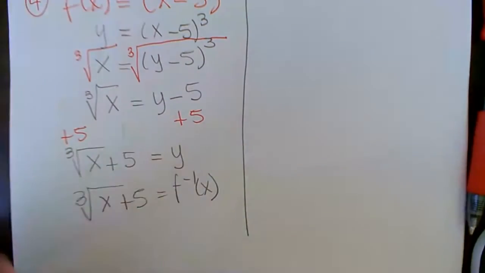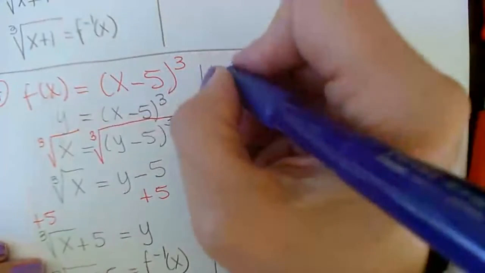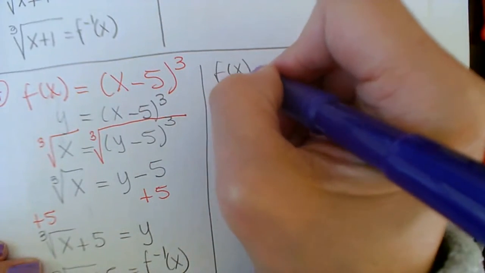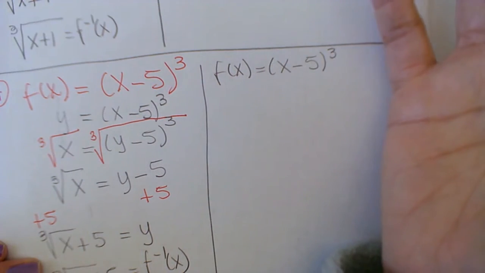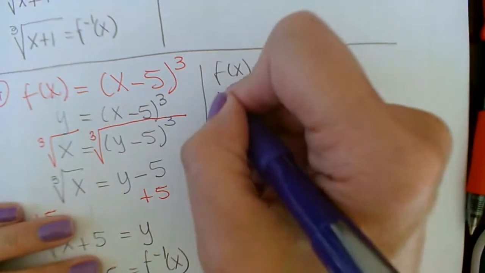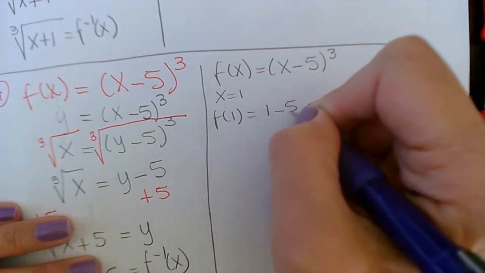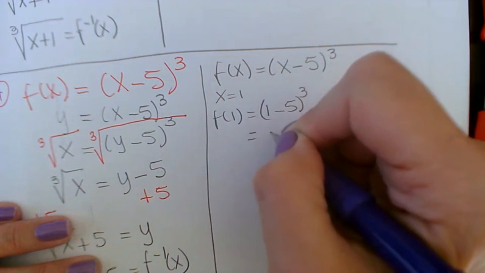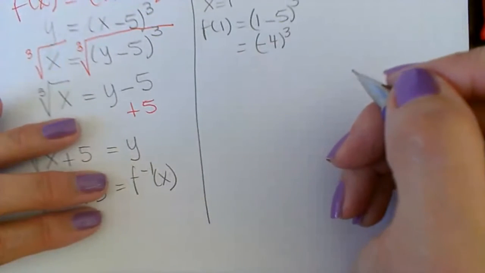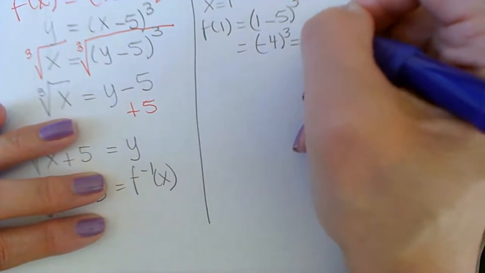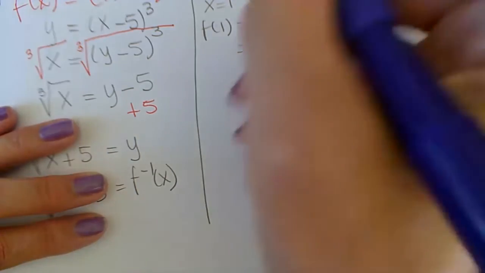But we're going to check this answer. All right, so let's do it. When x is equal to, I believe I'm always using 1. Okay. So it would be 1 minus 5 to the third power. This is negative 4 to the third power. I believe that's 64, but it's going to be negative 64. So 1 comma negative 64.